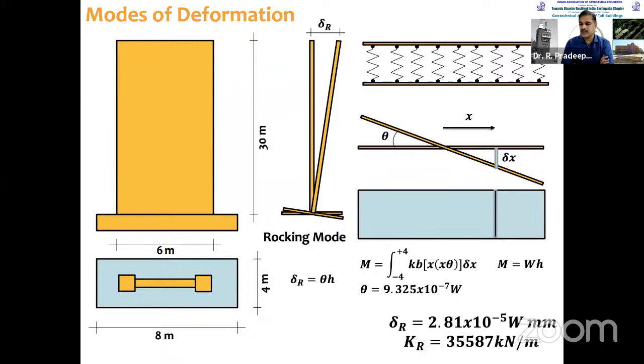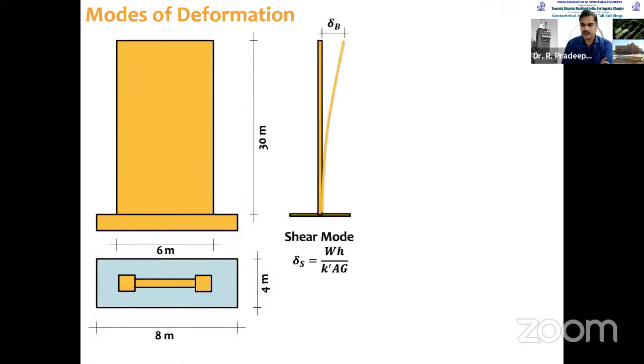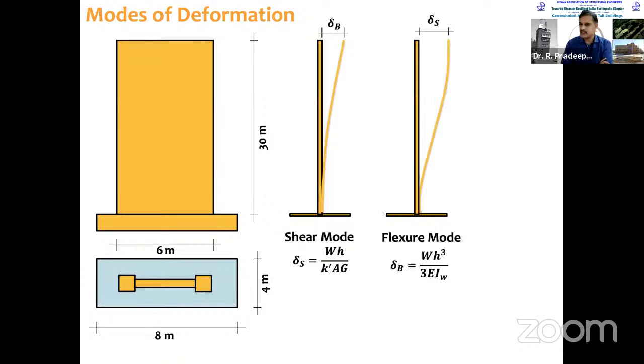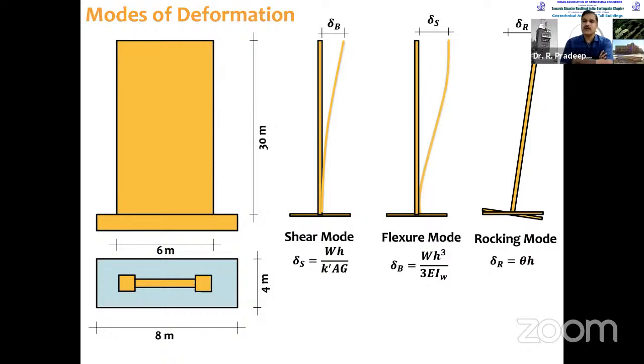That is 35587. Now we have three deformations: delta shear, delta flexure, delta rocking. Three deformations. Shear mode, flexure mode. Oh, sorry, it's reversed, the names are reversed. First one is flexure mode, second one is shear mode, and then the third one is rocking mode. Just the numbers are the same, the names are interchanged.